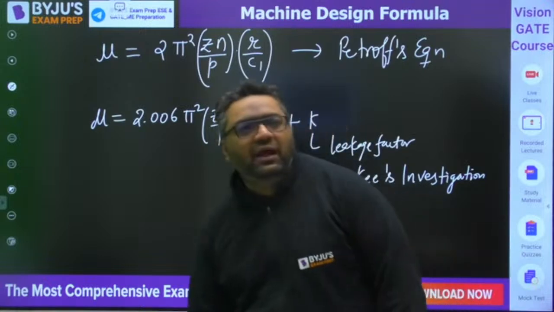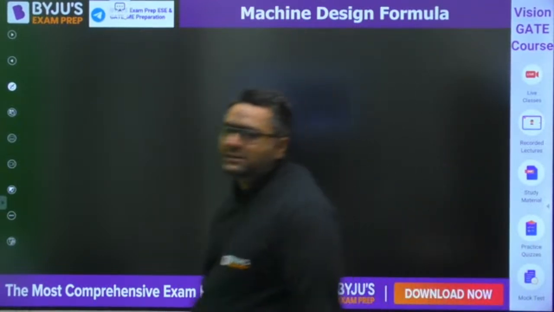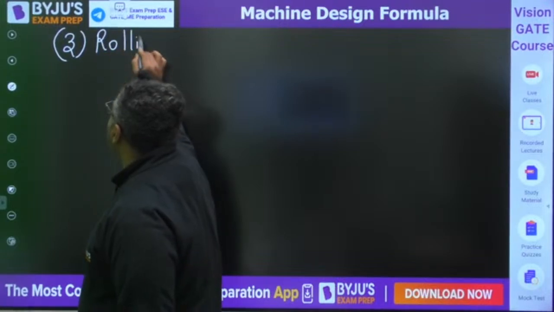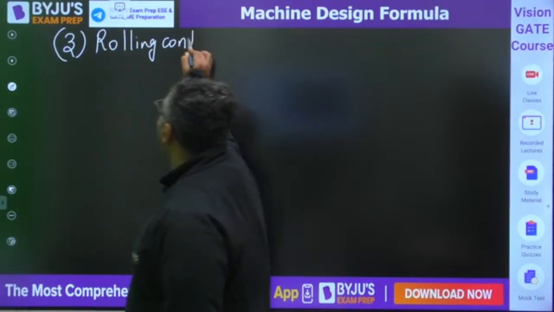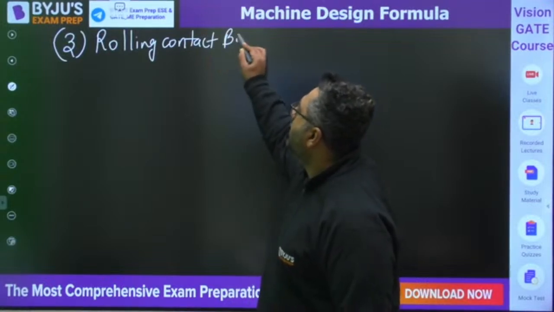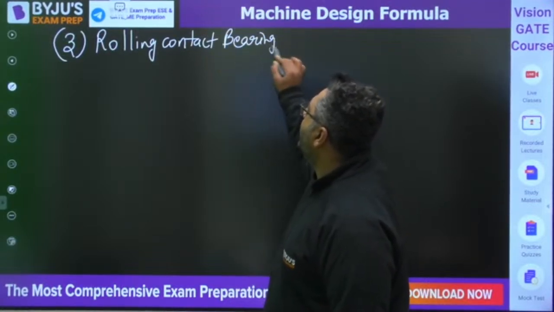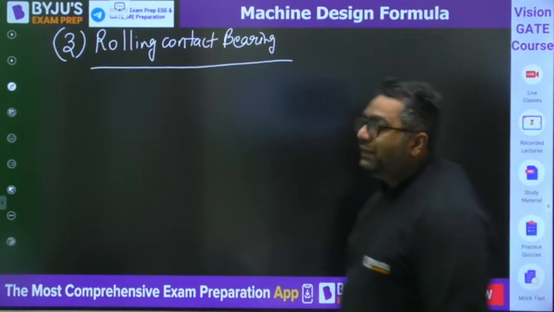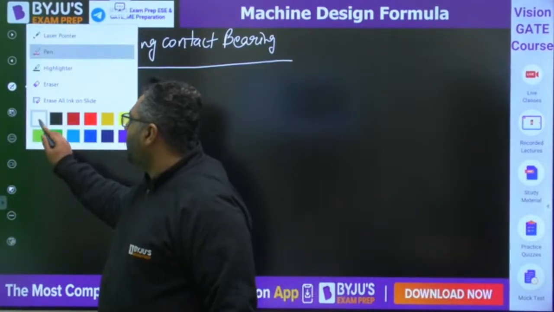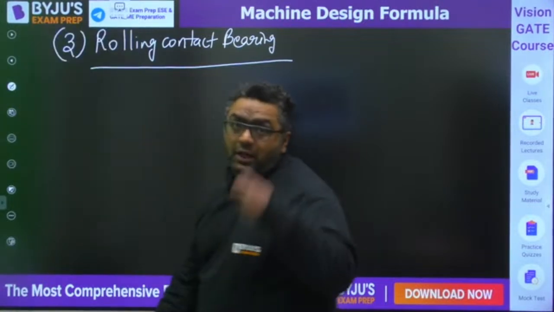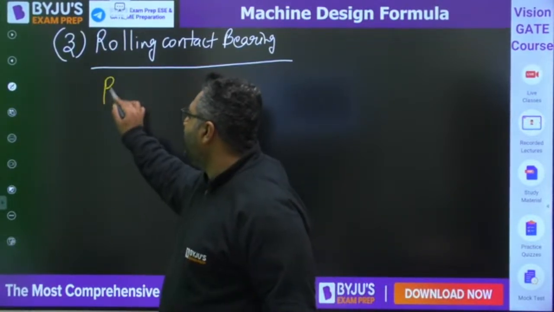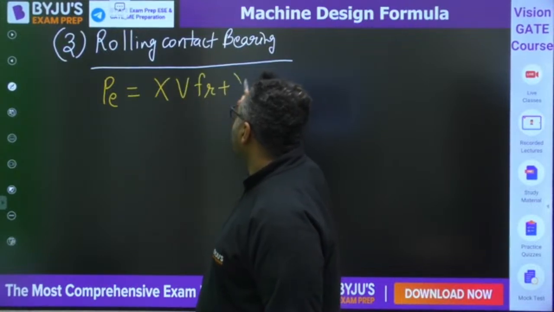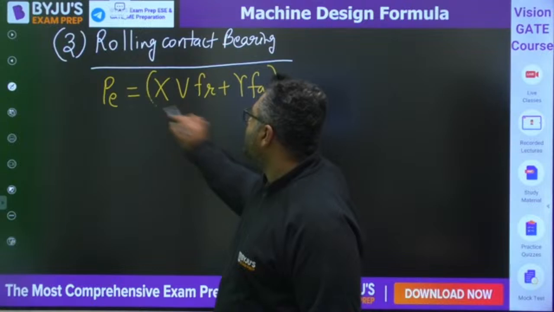Now, at the last, we have the third type of bearing, that is rolling contact bearings, which is the most important one. Actually, in rolling contact or ball bearings we have only formulas, nothing more than that. If you remember, the very first formula is the equivalent radial load. That can be written as P equals X V F R plus Y F A, into S.